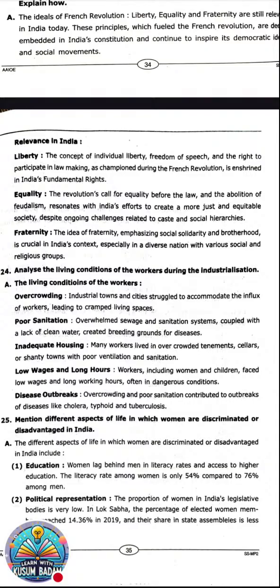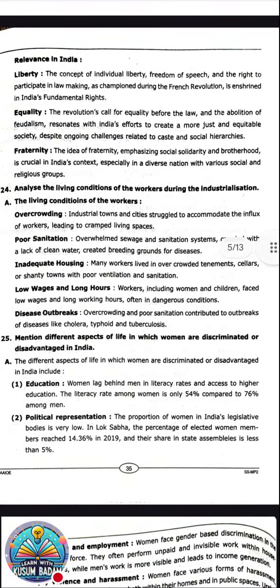Now the next question. Analyze the living condition of the workers during industrialization. So when industrialization started, how was the working condition of the people? Industrialization, first one is overcrowding. Industrial towns and cities struggled to accommodate the influx of workers, leading to cramped living spaces.